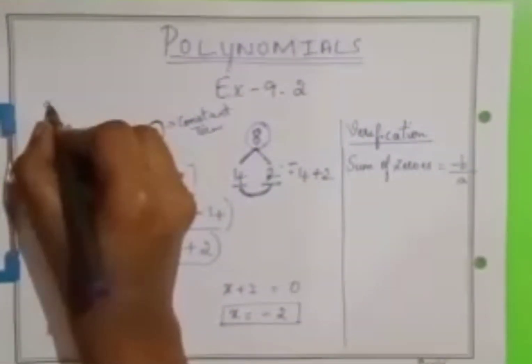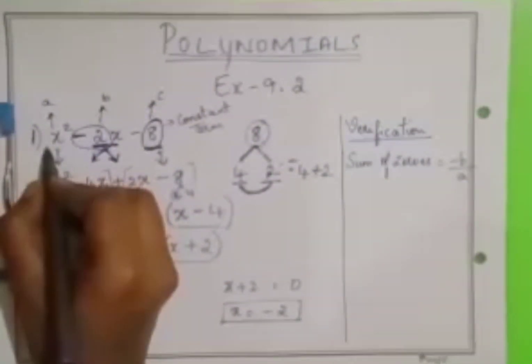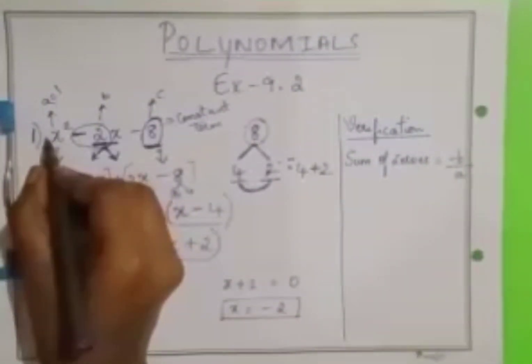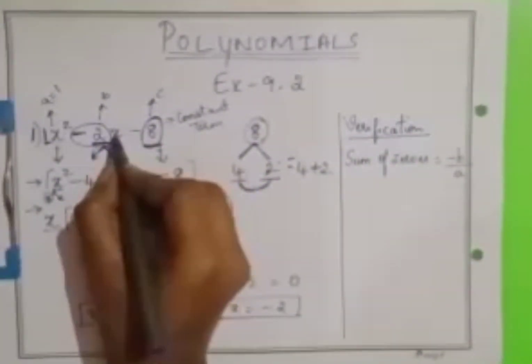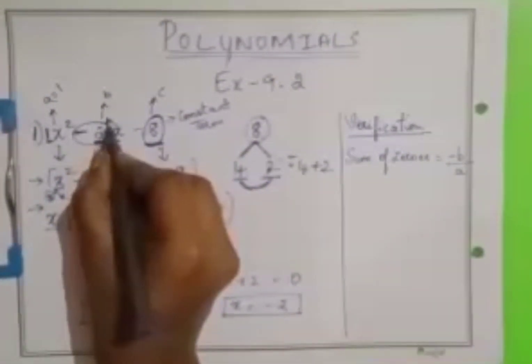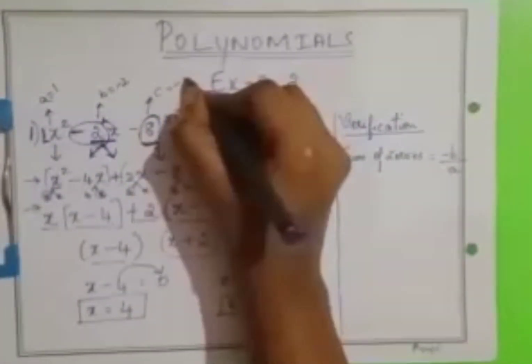This is our A, this is our B, and this is our C. Here the number which is present in front of x square is the value of A. So here in front of x square we have 1. And the B value is the number which is present in front of the x. So here our B value is -2 and C value is -8.